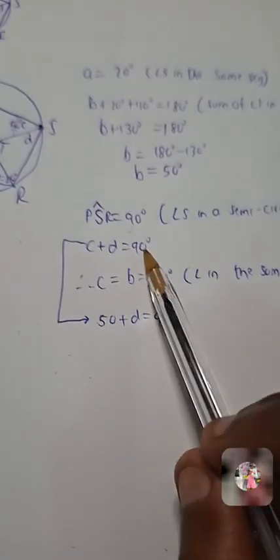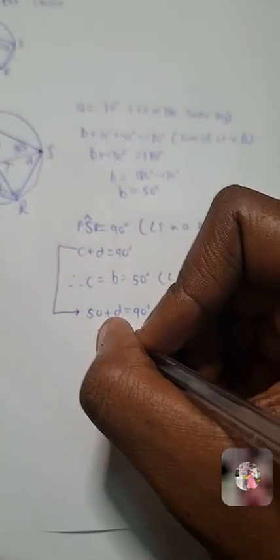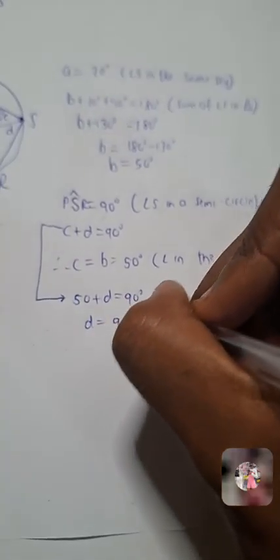We are using that very statement that we had there because the C was waiting so that we can find D. D is equal to 90 minus 50. D is equal to 40 degrees. Thank you, 40 degrees. I update my diagram, 40 degrees.